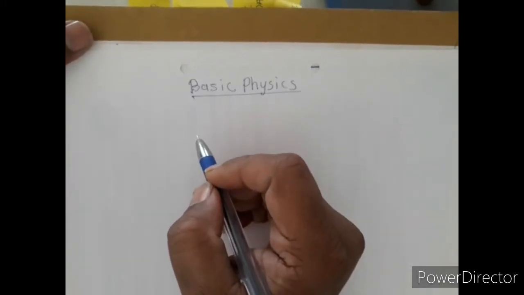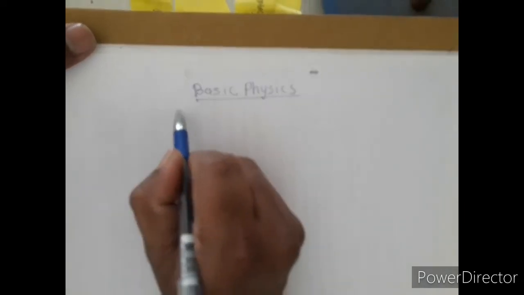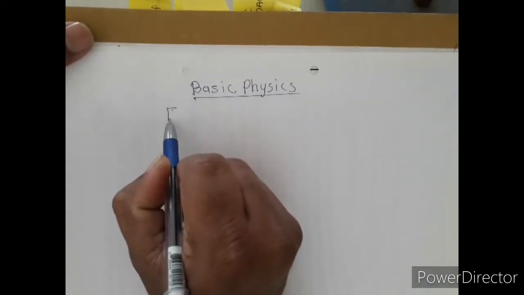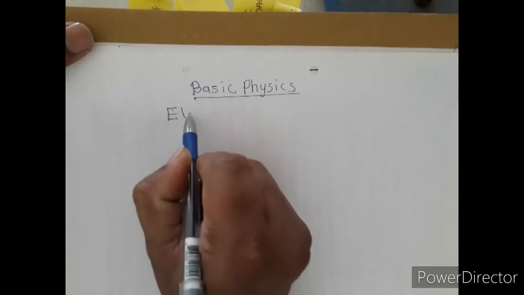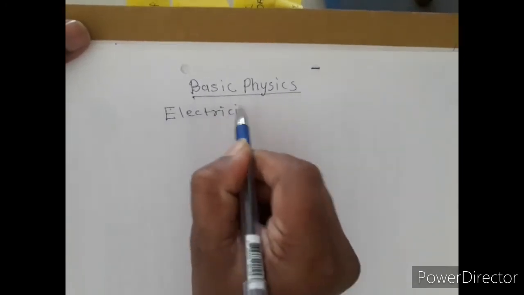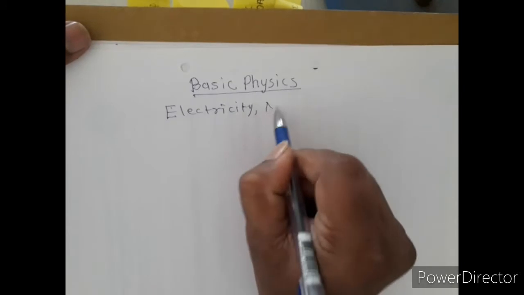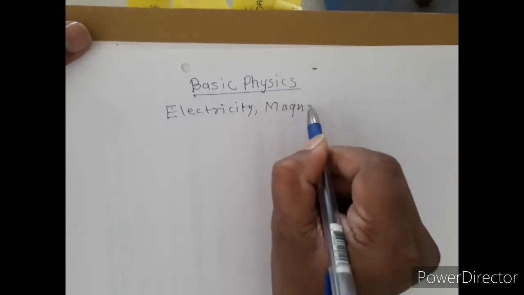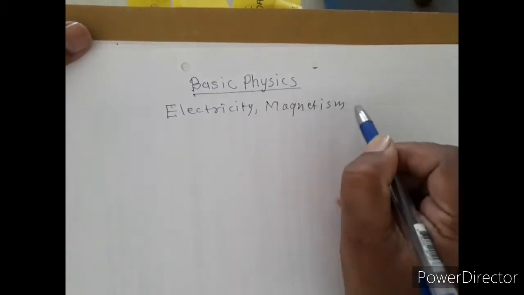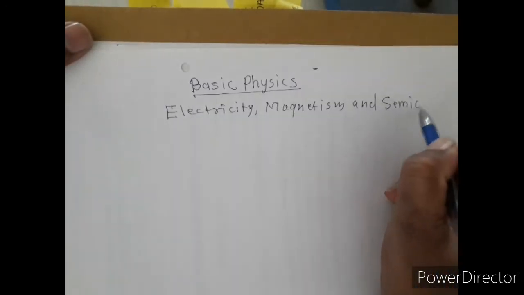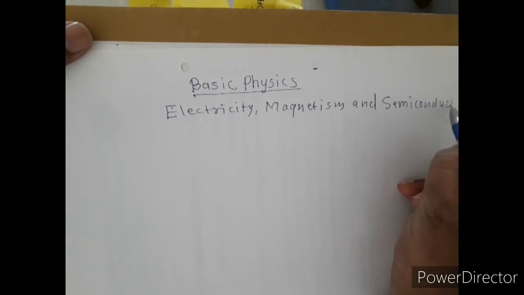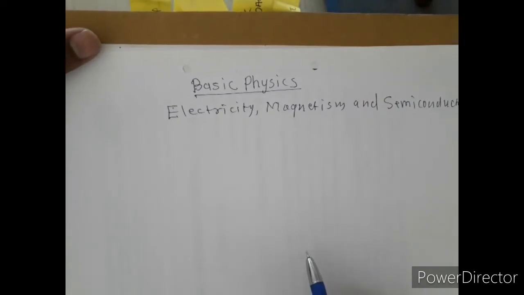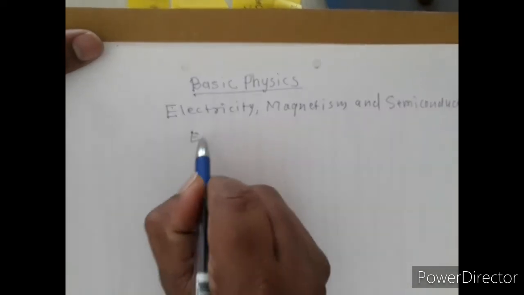Hello friends, in today's lecture of basic physics, we are discussing our chapter: electricity, magnetism and semiconductor. In this chapter, today we are going to discuss electric potential difference.